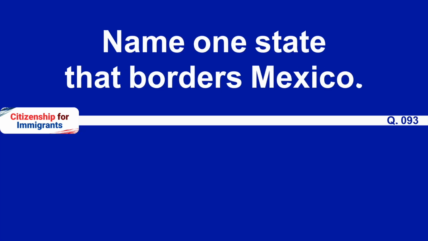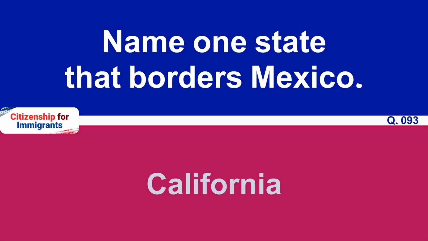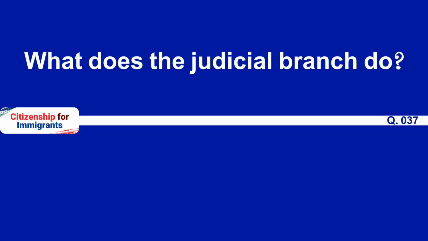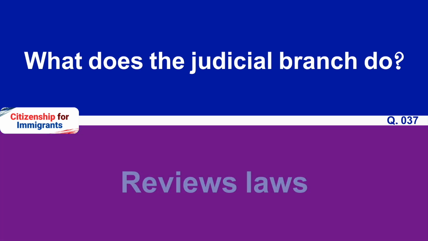Name one state that borders Mexico. California. What does the judicial branch do? Reviews laws.